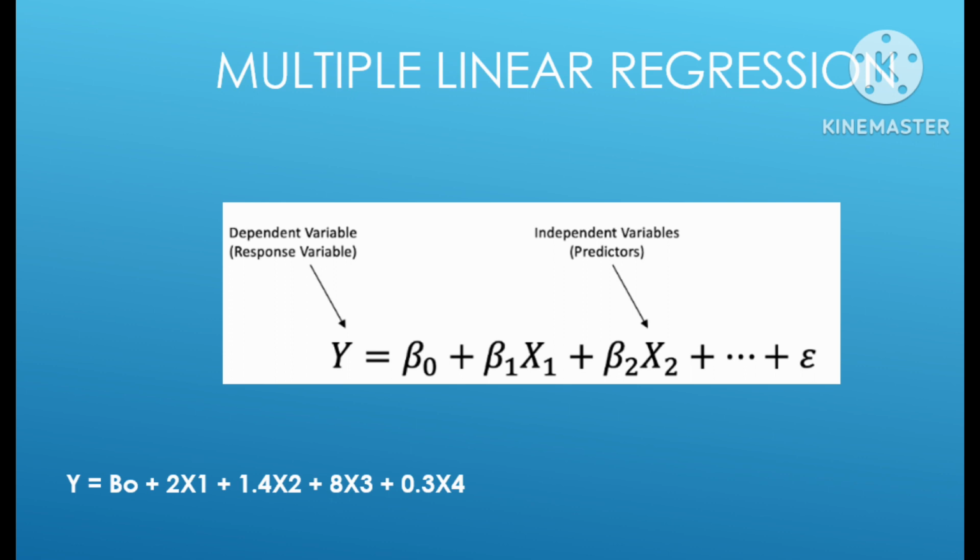Now the question comes: who is going to give these values of beta naught, beta 1, beta 2, beta 3? When we do the programming, the model itself will learn the values. Depending on the input data set that you give, the model will train itself to understand which feature is going to have the highest impact on predicting the value of y, and accordingly the model will give the values.